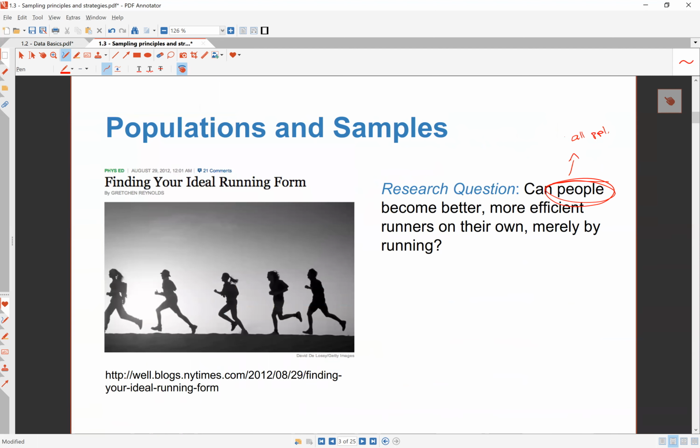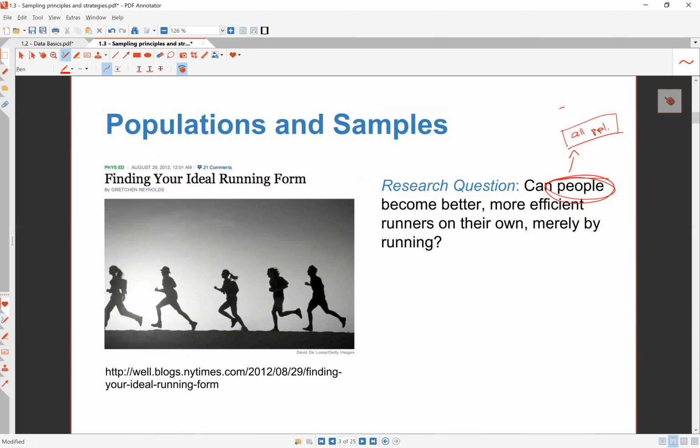So here, without intending to maybe, they defined who their target population is. They wanted to look at all people, right? If we just look at all people who might be runners or who might start running, can they improve their running ability simply by running? So this defines the target population.